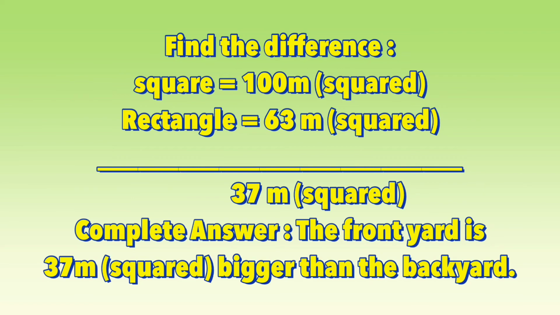Then we subtract 100 square meters minus 63 square meters, in order to get the difference. So the difference between the area of the square, 100 square meters, minus the rectangular area, 63 square meters, is 37 square meters. Therefore, our complete answer: the front yard is 37 square meters bigger than the backyard.